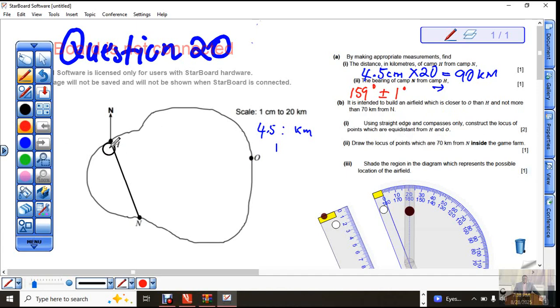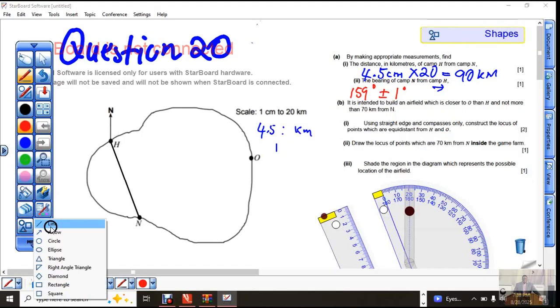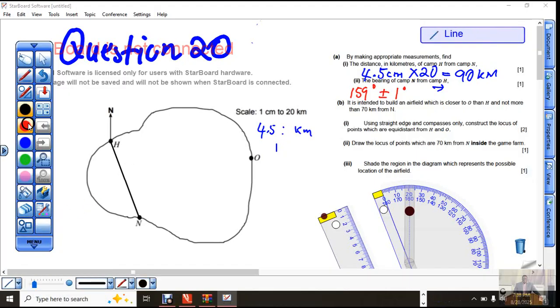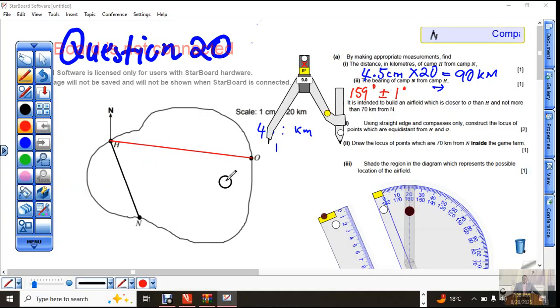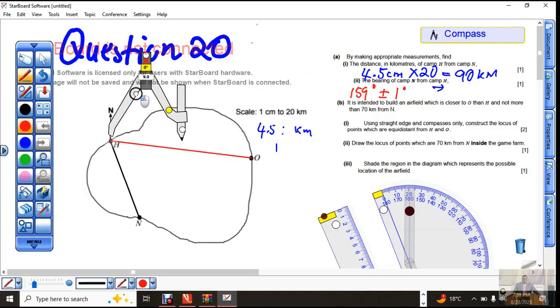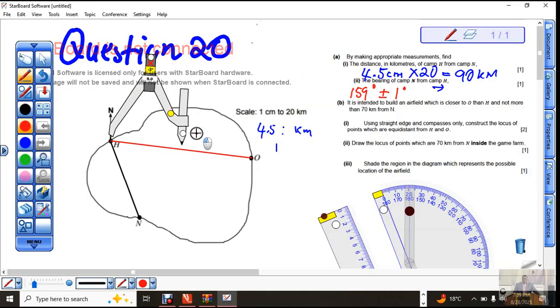Now, when they ask you to do that, I'm going to join point H and point O. The locus of points that are equidistant from them means we are going to find the perpendicular bisector. So I'm going to bring my compass, place it on one end, and open it slightly more than half the distance of that line. You can just eyeball it, so to speak.